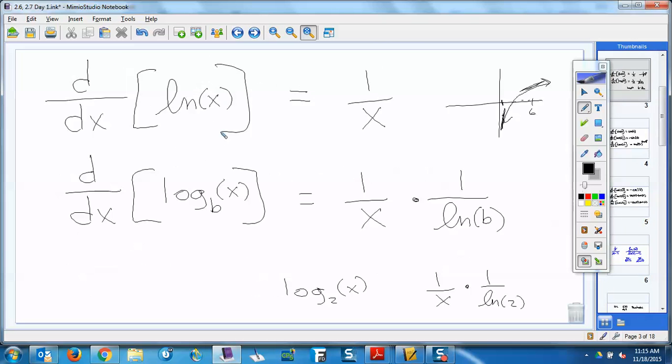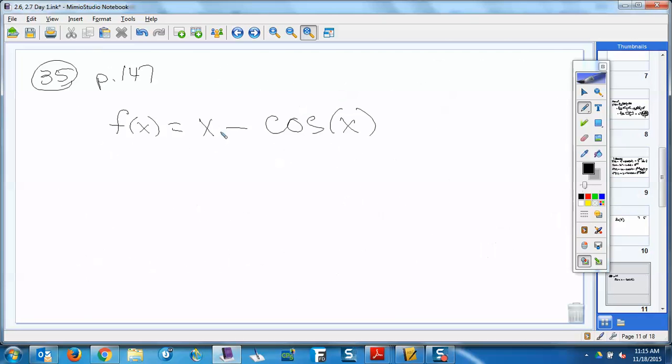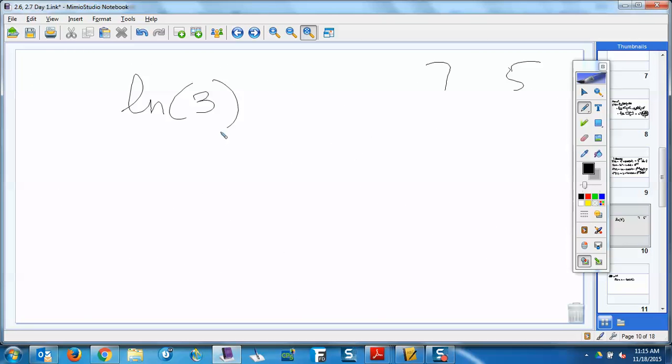Now, the first thing everybody thinks of is this rule we learned right here, right? Derivative of ln x is 1 over x. So when I ask what's the derivative of ln 3, everybody wants to say 1/3. But ln 3 is a number. What's the derivative of a number? 0. So the derivative of ln 3 is 0. It's not 1/3. There's a difference between the derivative of a function and the derivative of a number. Okay? And that's what you've got to be careful of.